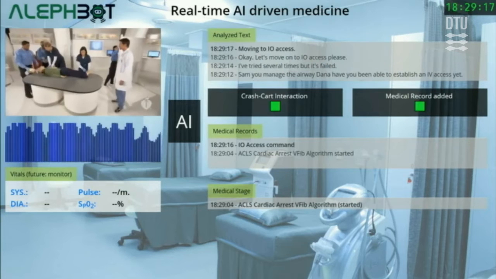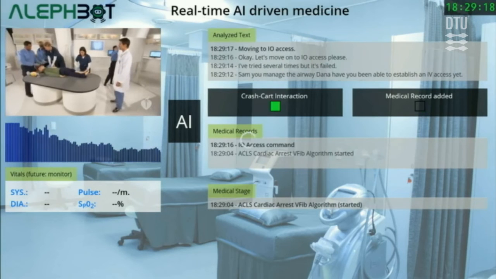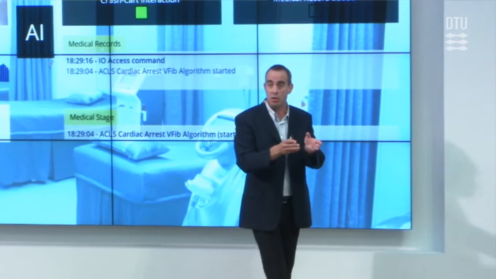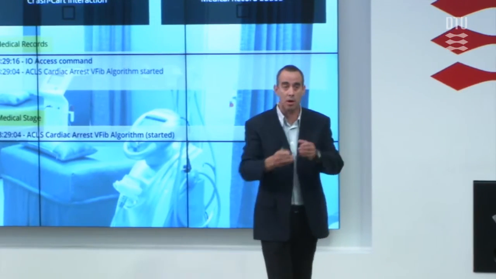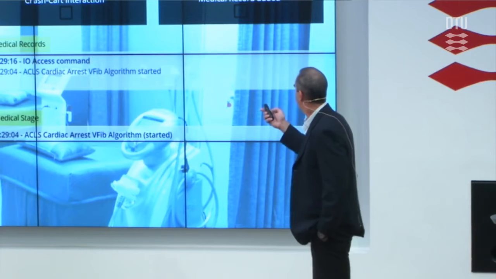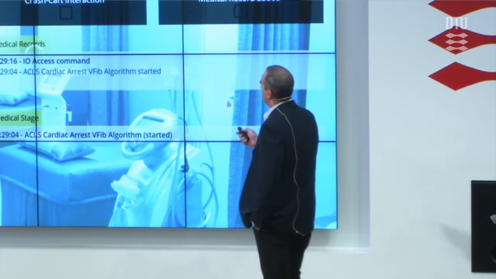We understand what's the current medical stage. We give recommendations according to the medical stage. We can write the medical records according to the data collected. We can also even indicate things on the crash card to indicate a certain drug that should be provided now, and so on.